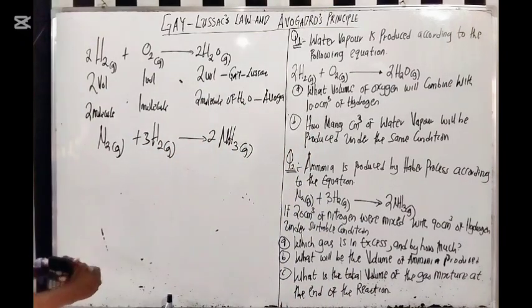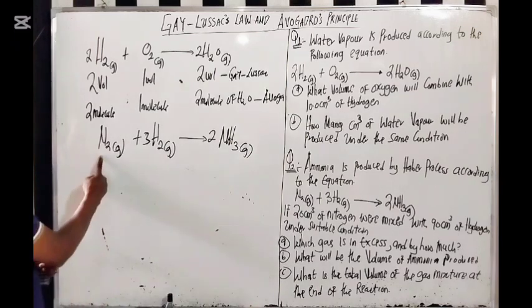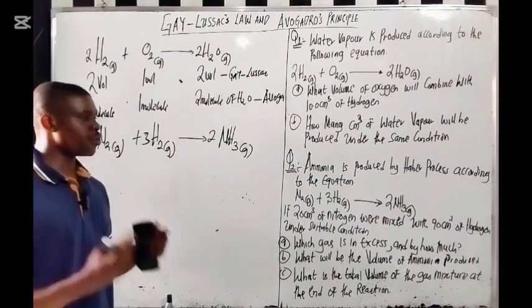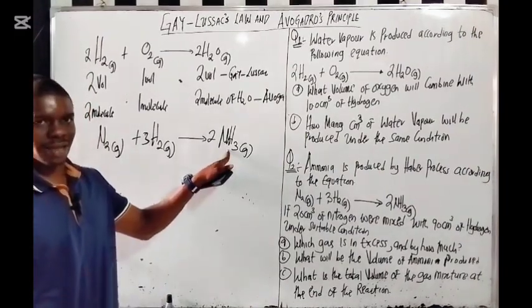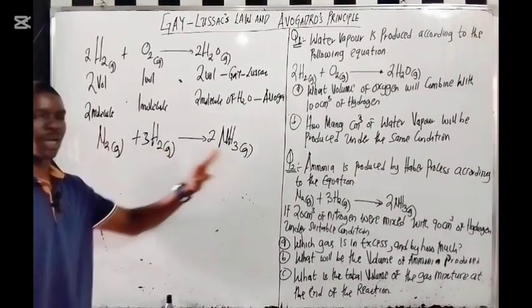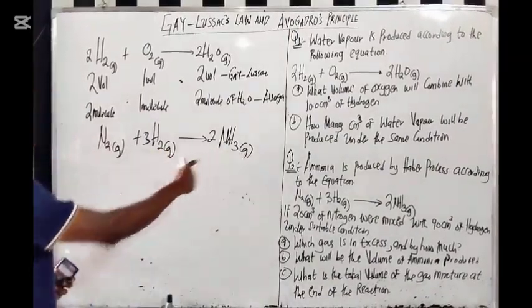Now, let's do the volume first. What does it mean here? 1 volume of nitrogen. This is called the Haber process. The Haber process is the process by which you produce ammonia gas, right? Ammonia gas is produced from nitrogen gas and hydrogen gas. Do you understand? So this is a well balanced chemical equation.